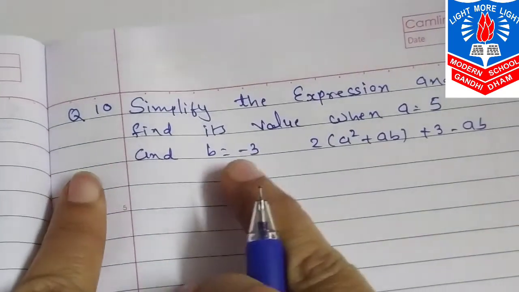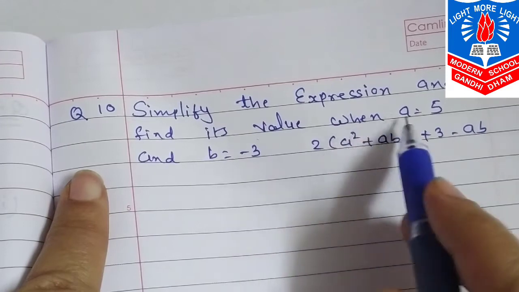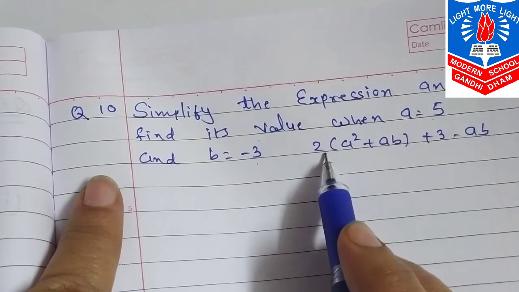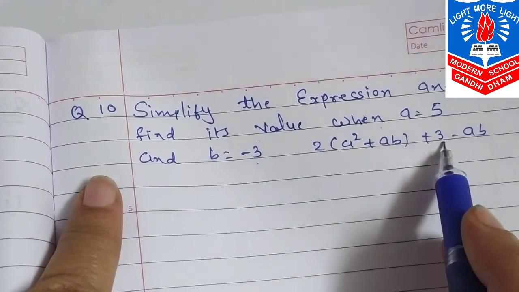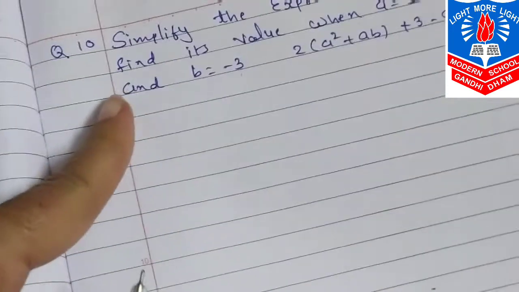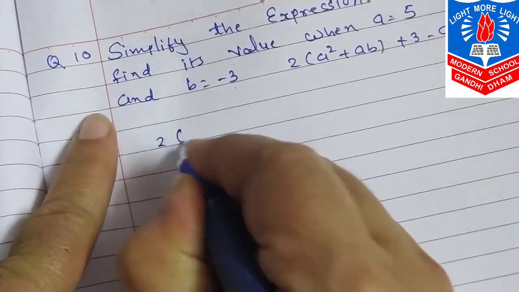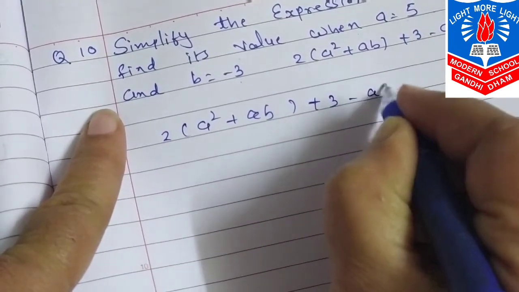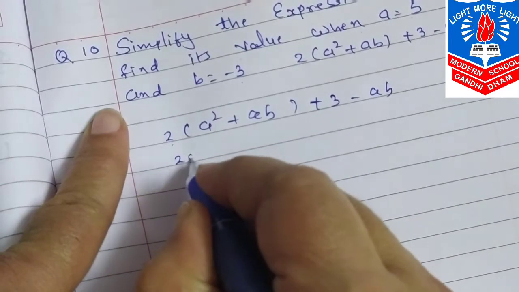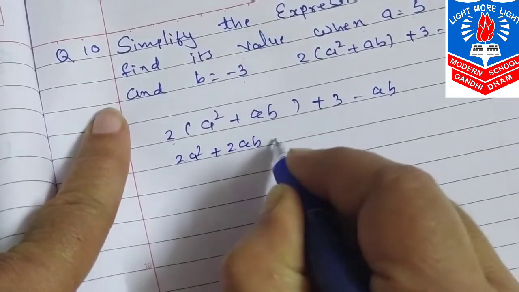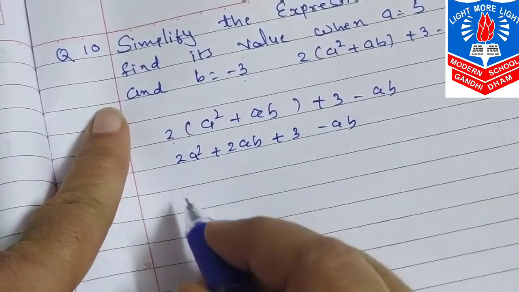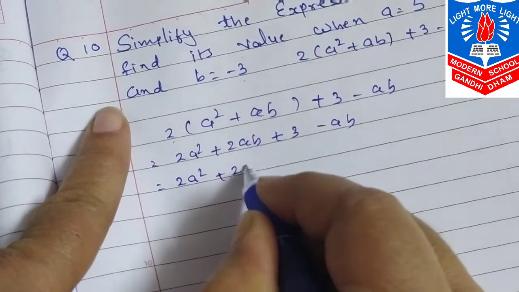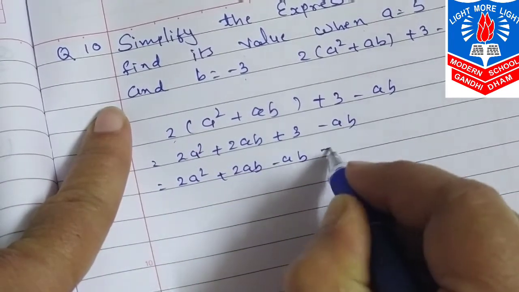Okay, then question number 10. Simplify the expressions and find its value when a is equal to 5 and b is equal to minus 3, and the expression is 2a square plus ab plus 3 minus ab. So first we write the expression 2a square plus ab plus 3 minus ab. First simplify. 2a square plus 2ab plus 3 minus ab. Arrange like terms. 2a square plus 2ab minus ab plus 3.